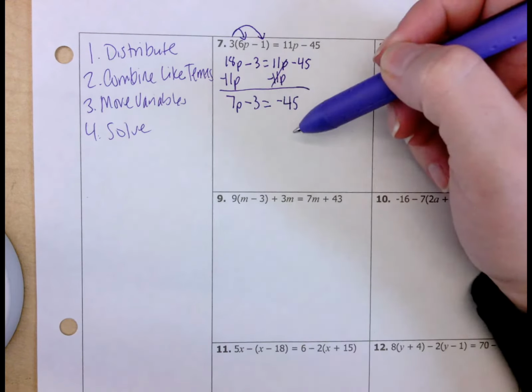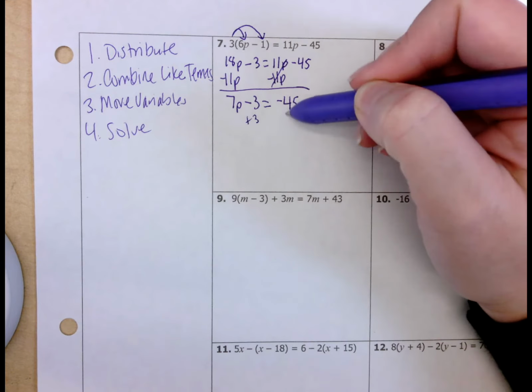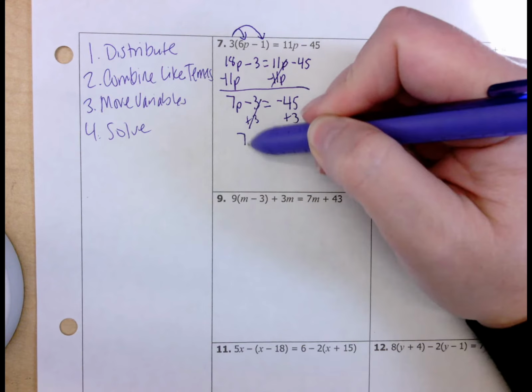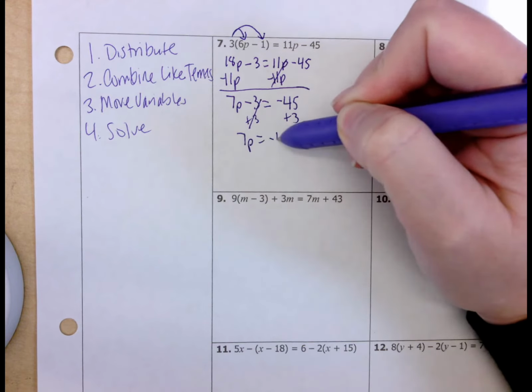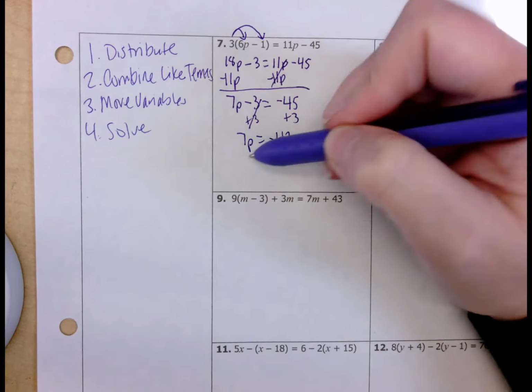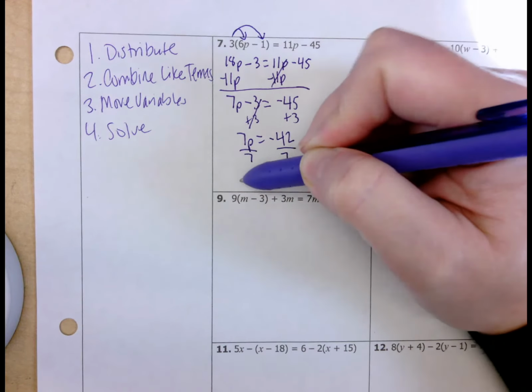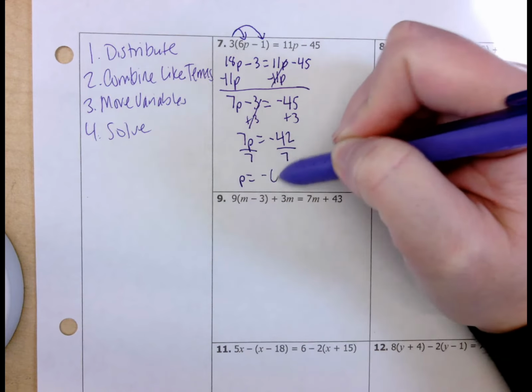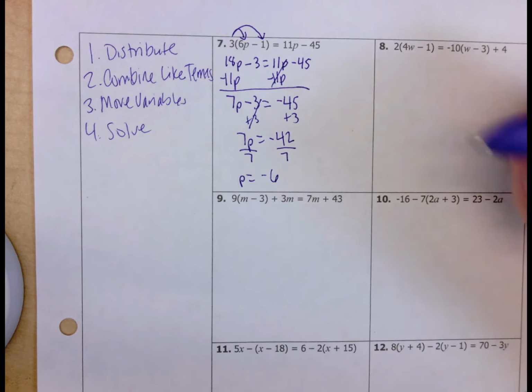I know how to do this. So I'm going to add the 3. And I have 7p is equal to negative 42. And then final step, I'm going to divide by 7. And so p appears to be negative 6. And so we just need to check ourselves and make sure that that works.